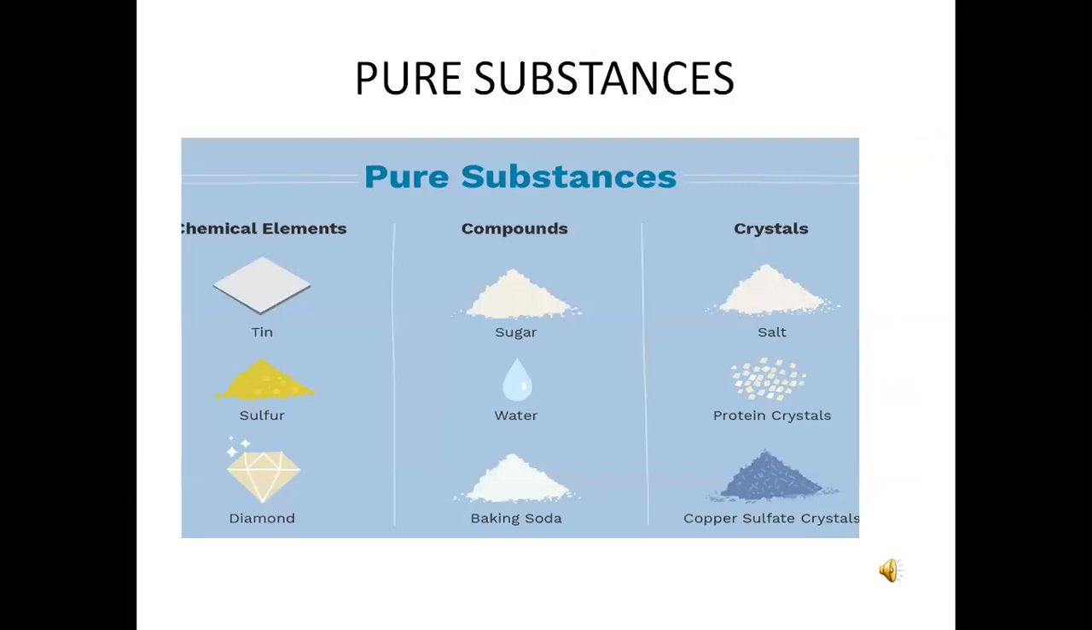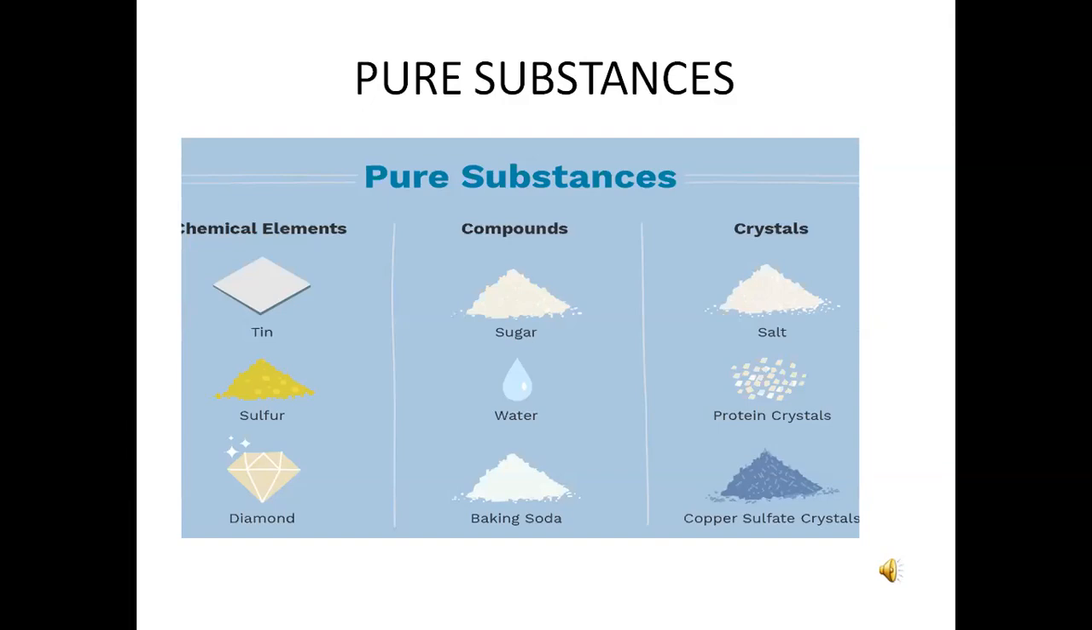Next, examples of pure substances: chemical elements, compounds and crystals. Chemical elements are tin, sulfur, diamond. Compounds are sugar, water, baking soda. And crystals are salt, protein crystals and copper sulfate crystals. These are the examples of pure substances.